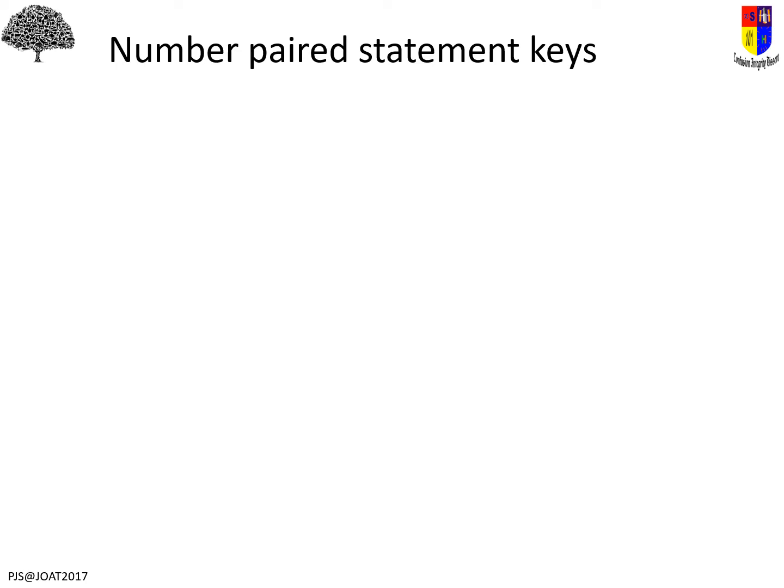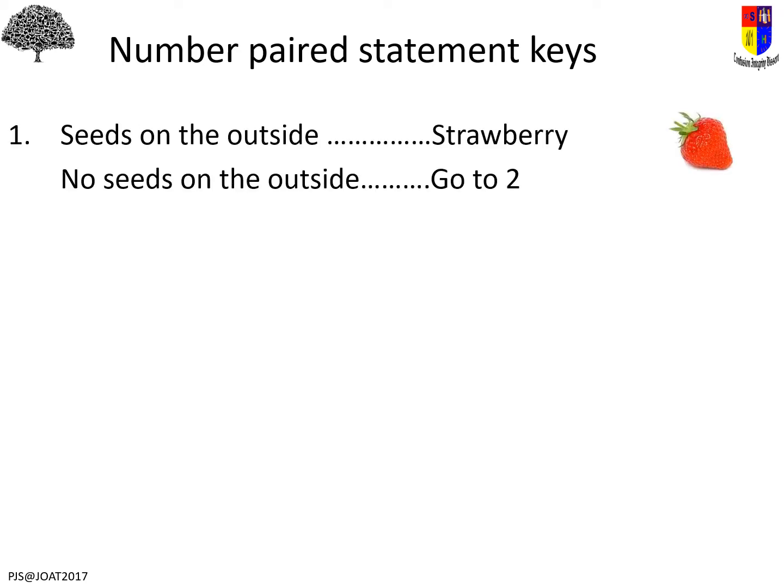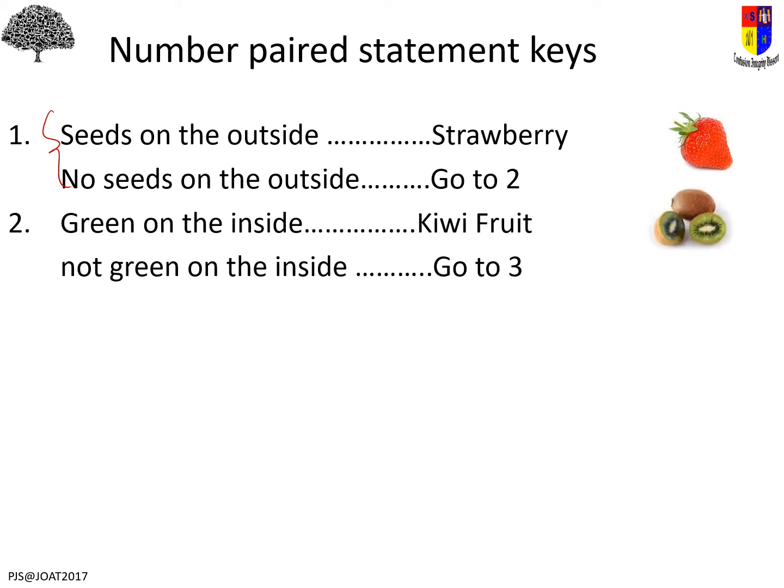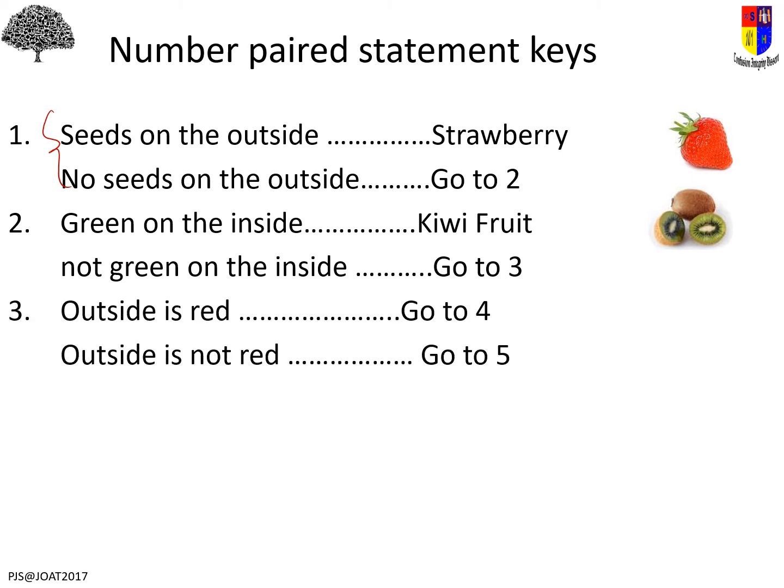So here's your key. So here is our first statement. You notice it's a pair, so this is for number 1. So our options are seeds on the outside, it's a strawberry, no seeds on the outside, go to 2. So if you picked up this one and you looked at it, you went, well, the seeds on the outside, strawberry. Picked up any of the other ones, we're going to have to go to 2. So here's our option for 2. Green on the inside, not green on the inside. So the only one that's green on the inside is the kiwi fruit, and otherwise we're going to go to 3.